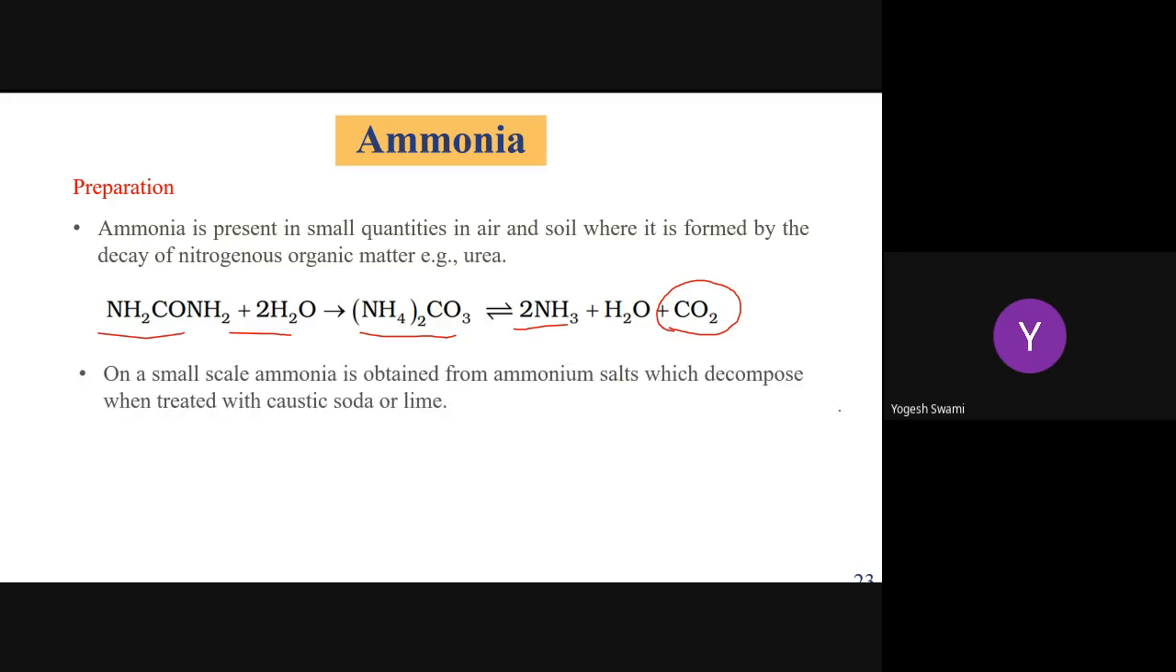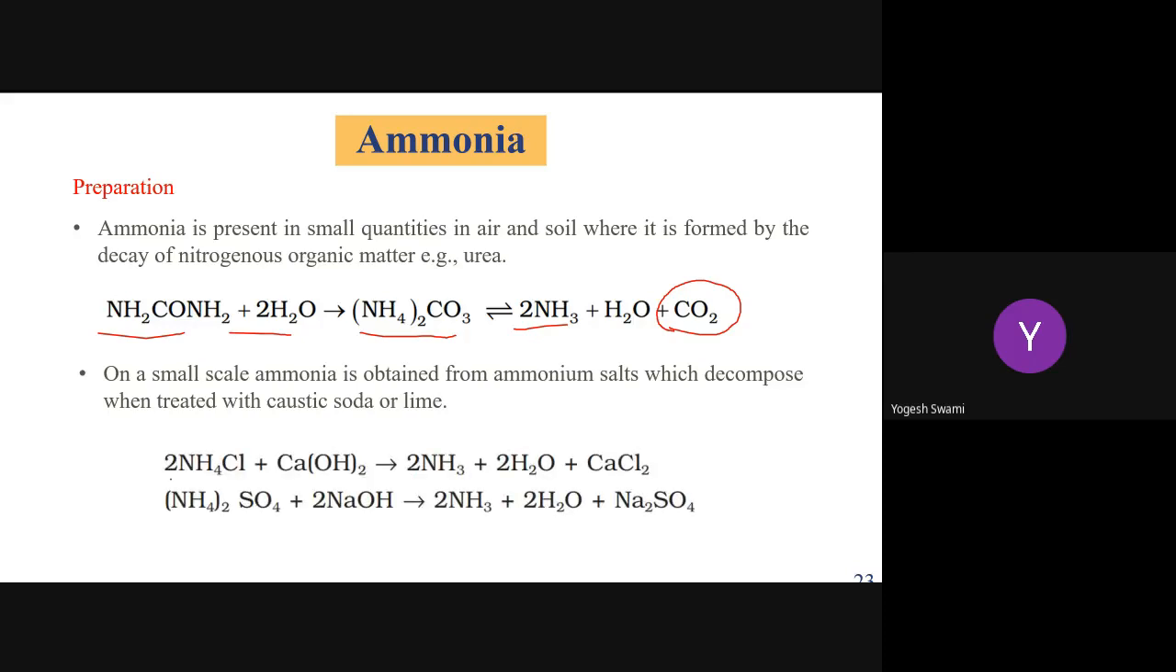On a small scale, ammonia is obtained from ammonium salts, which decompose when treated with caustic soda or lime. Like ammonium chloride reacts with calcium hydroxide and is converted to ammonia. Ammonium sulfate, an ammonium salt, reacts with NaOH, caustic soda, and converts to ammonia. Whenever ammonium salts react with a strong alkali, they release ammonia gas.